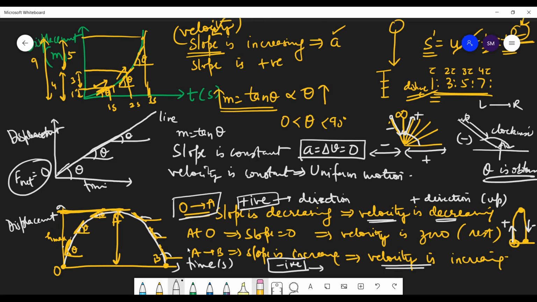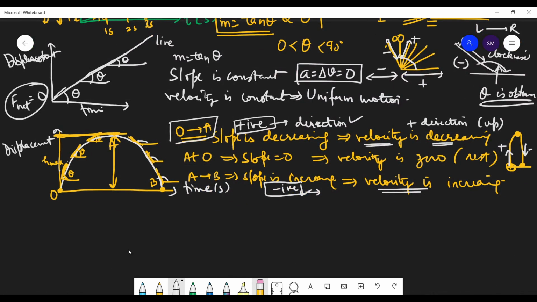So students, these are two different things. If the slope is positive, it is telling you the direction. If the slope is negative, it is telling you the direction. But the magnitude of the slope tells you the magnitude of the velocity. So velocity is a vector quantity and it has two things, magnitude as well as direction. Is this okay? Yes, sir.